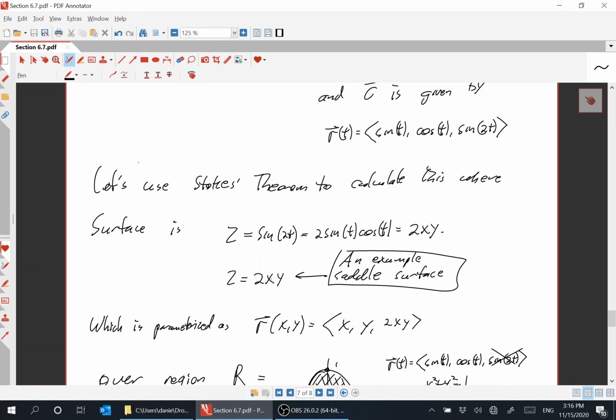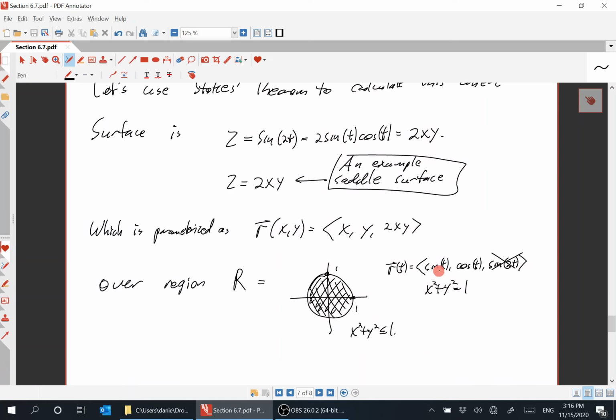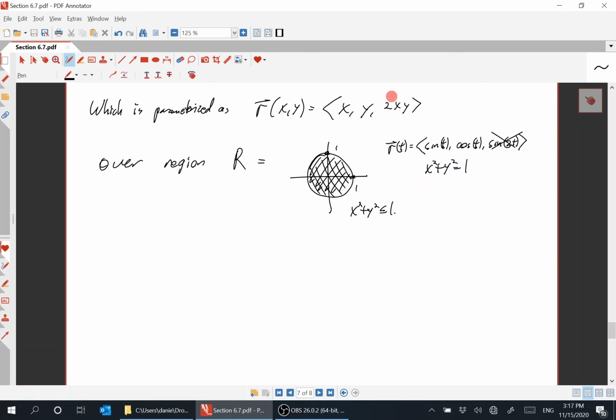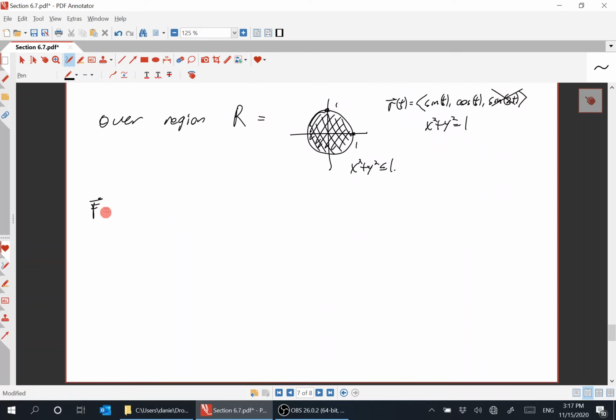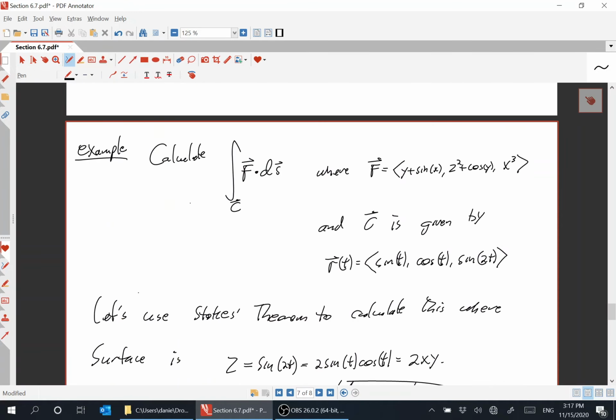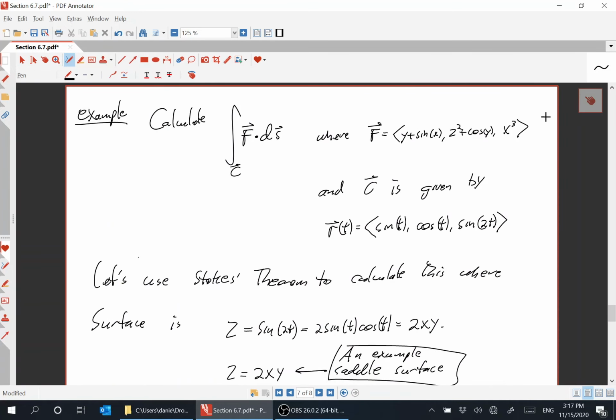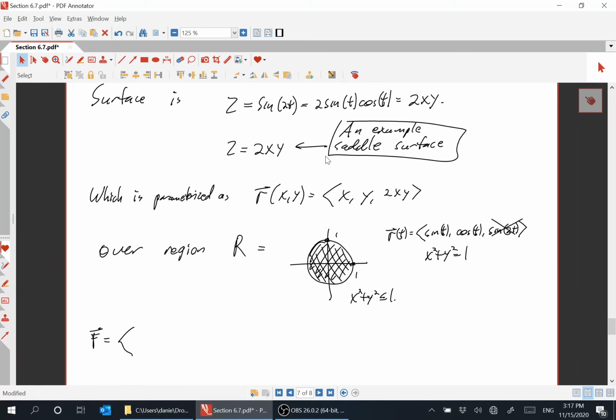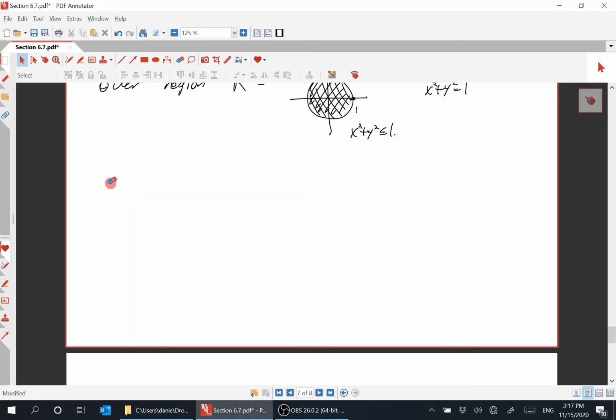Then we're just restricting to the part of the surface which is within the x squared plus y squared equals 1 circle. Because on the boundary curve, x squared plus y squared equals 1, and then the z is moving up and down, but the x and y are restricted like that. Okay, so let's get all our ingredients together. F was equal to this. All right, so we've got F.